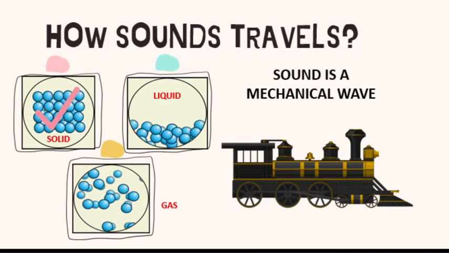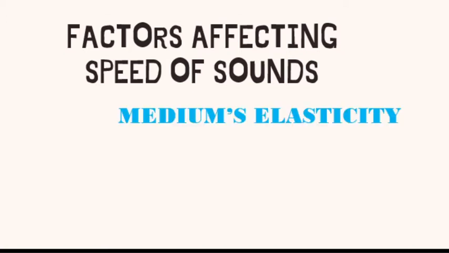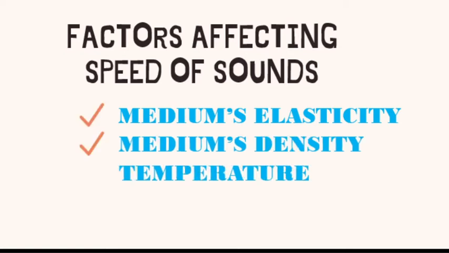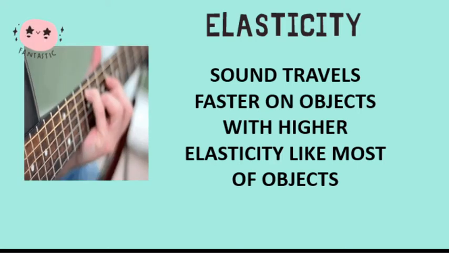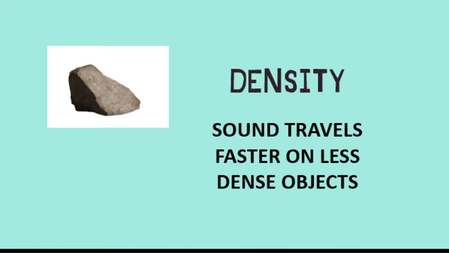There are also factors affecting the speed of sound. We have the medium's elasticity, the medium's density, and the temperature. Sound travels faster on objects with higher elasticity, like most of the objects. Sound travels faster on less dense objects.